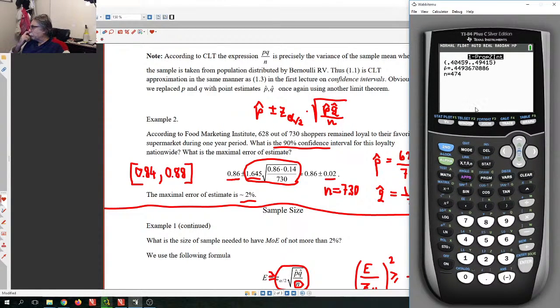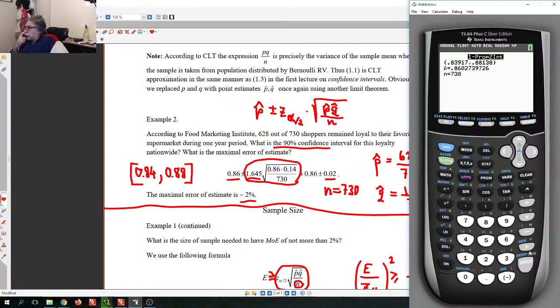Okay. So let's do the same thing again for this Food Marketing Institute shopping loyalty, proportion of loyal customers. Again, the menu option for tests, the 1-proportion Z interval. This time we have the number of successes, the number of yes in our polling, was 628. And then we have the total number of polls, the size of the sample, 730. The confidence level this time is 90%, 0.90 or 0.9, and calculate again.